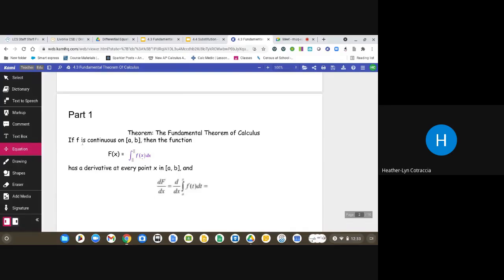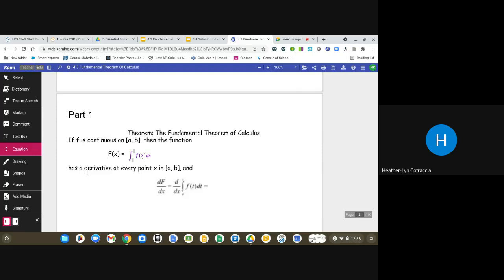Part 1 says that if f is continuous on the interval from a to b, then the function big F of x, that's how we denote an integral, is equal to the integral of little f of x dx. Okay? So basically, big F of x is your function that you would get if you integrate little f of x. Now, this is the part 1 part, so that's not that surprising other than the notation.